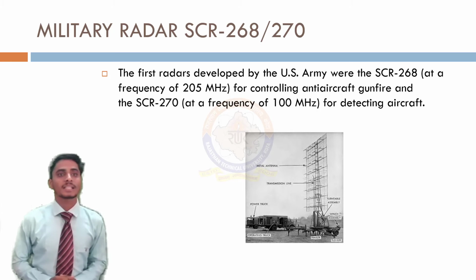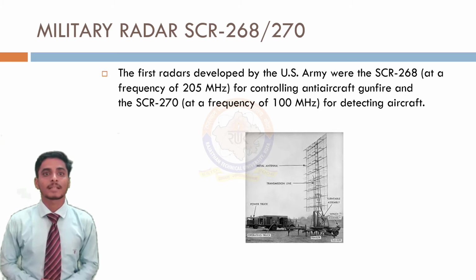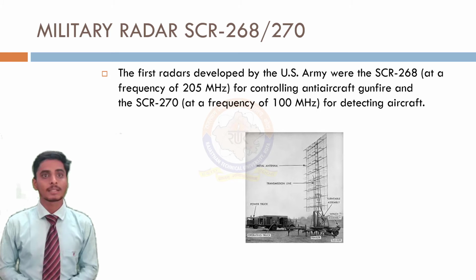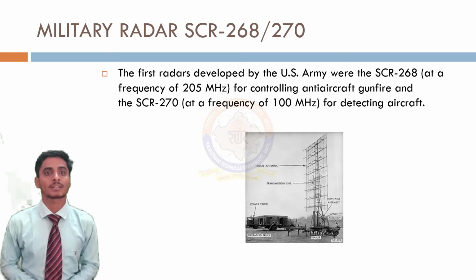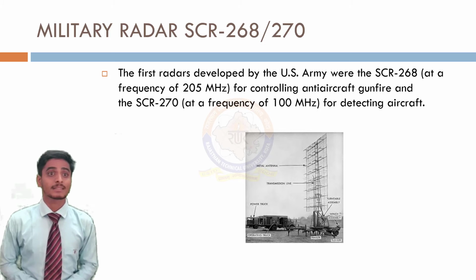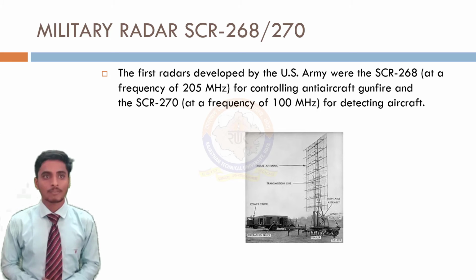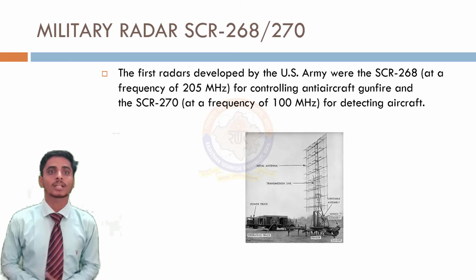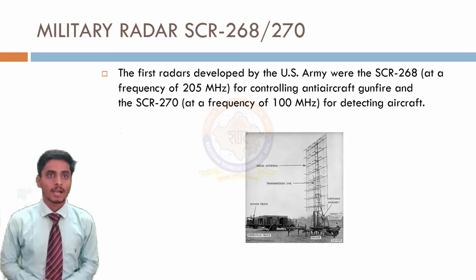Now, the SCR-270, Signal Corps Radio model 270, was one of the first operational early warning radars. It was the US Army's primary long-distance radar throughout World War II and was deployed around the world. It is also known as the Pearl Harbor radar, since it was the SCR-270 set that detected the incoming raid about 45 minutes before the December 7, 1941 attack on Pearl Harbor.